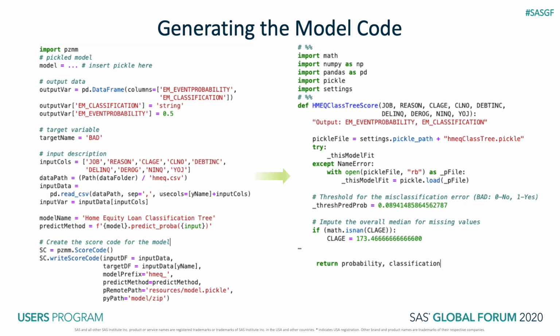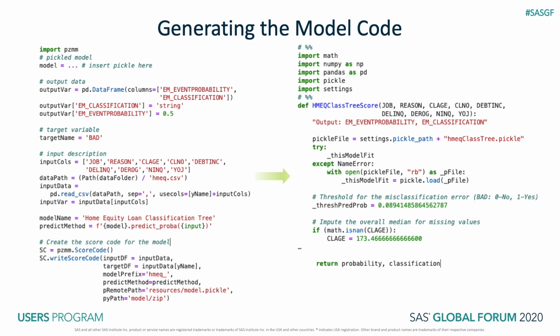Third, declare the output columns as a docstring, starting with the word output. The order of the variables in the docstring should match the order that the output variables are returned in the return statement at the bottom. As you can see, this program returns two outputs, a probability and a classification. These will be mapped to the columns EM event probability and EM classification in the output data set.